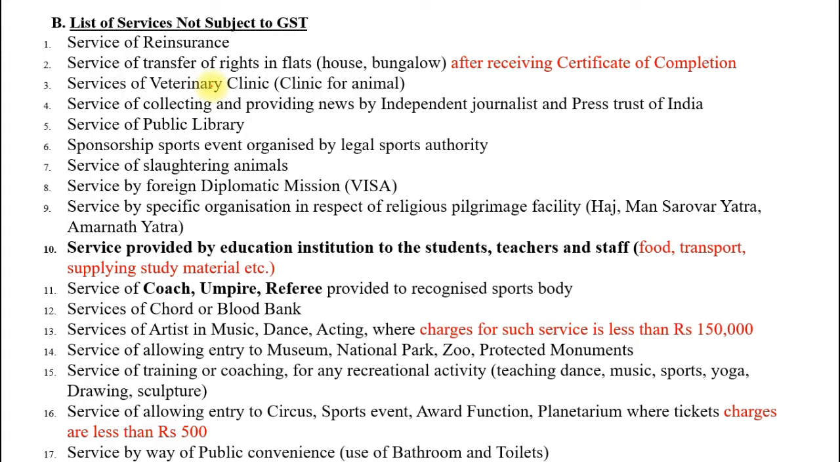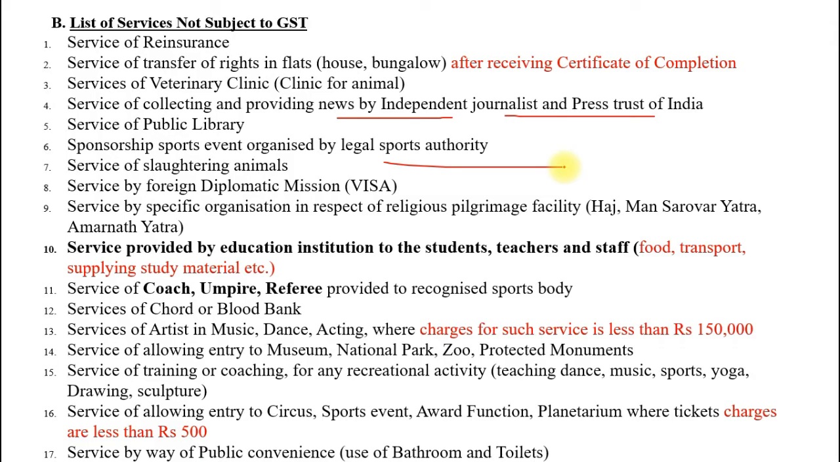Next, service of reinsurance. Service of transfer of rights in flats after receiving the certificate of completion doesn't have any GST. Any service by way of veterinary clinic exempted. Collecting and providing news by independent journal and press trust exempted. Service of public library, sponsorship of sports events organized by a legal sports authority like BCCI or FIFA. If these organizations, legal authorities, are organizing any events, sponsorship on that has no GST.